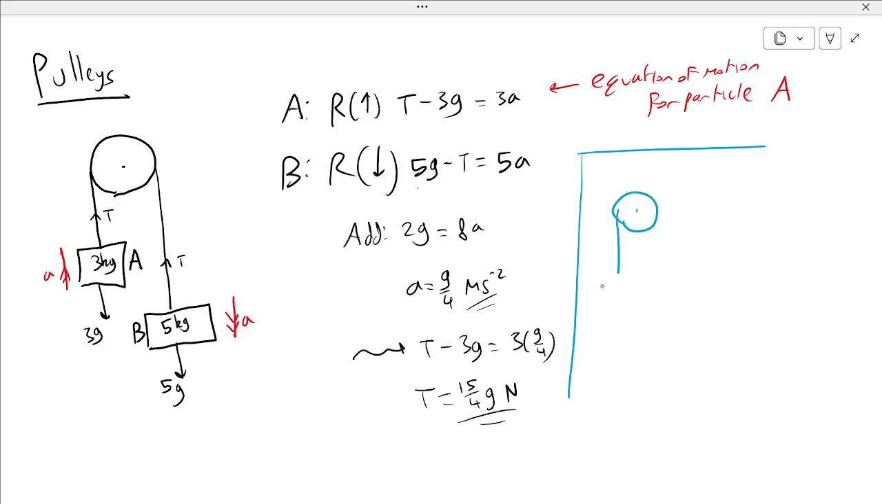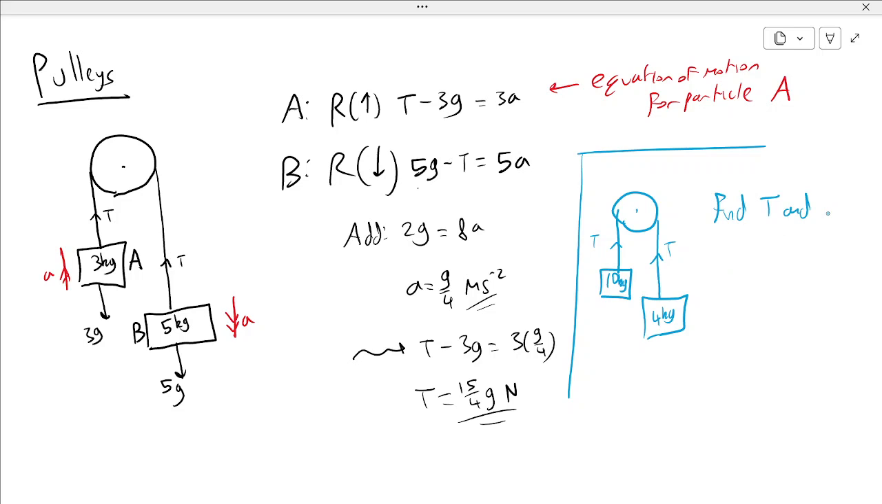So let's say I have the exact same situation. Particles are 10 kilograms, and so that's not very clear at all. 10 kilograms, and let's do 4 kilograms. And again, I just want you to find the tension in the string and the acceleration of the particles.